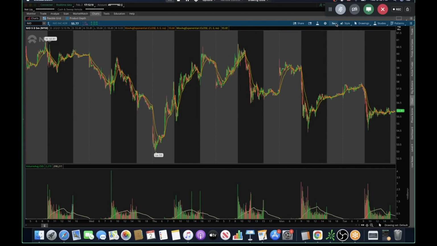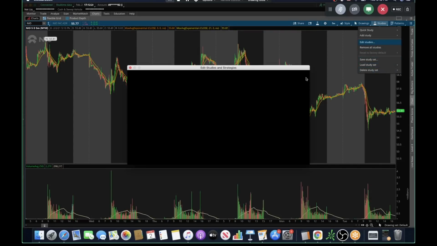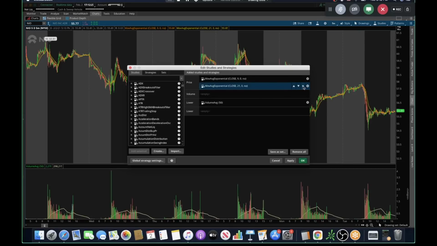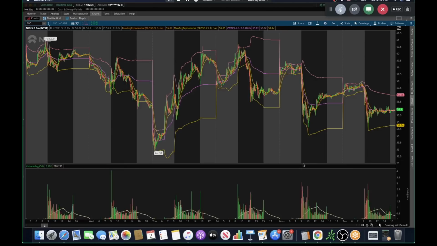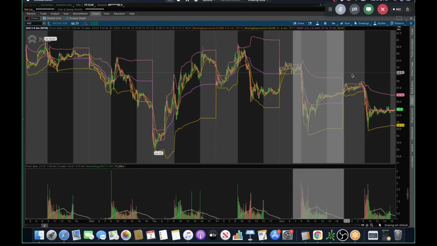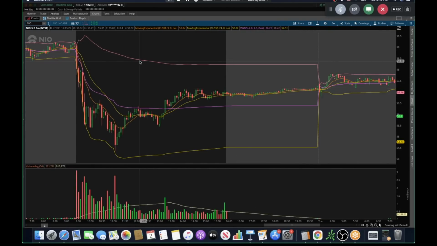All right, so the next indicator that I'm going to show you guys is going to be the VWAP. So I'm going to actually add the VWAP here. And so when you add the VWAP first, this is what you will see. So you add the VWAP and it shows you the upper band, your lower band, and your middle band. So what I'll do with the VWAP is I actually remove the upper and lower band.